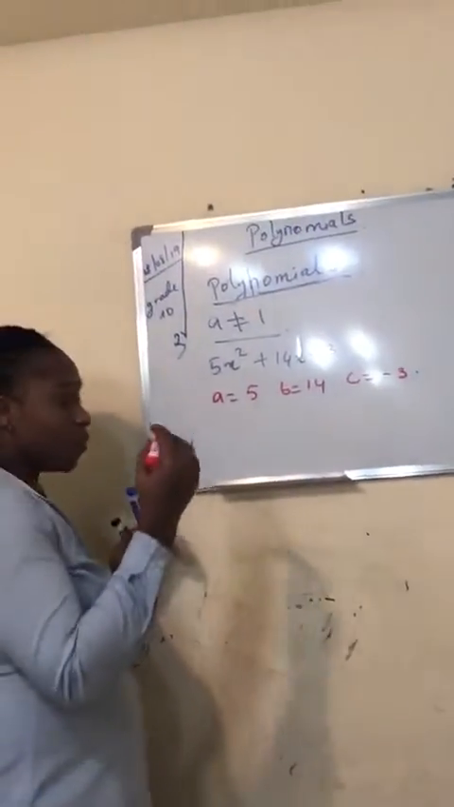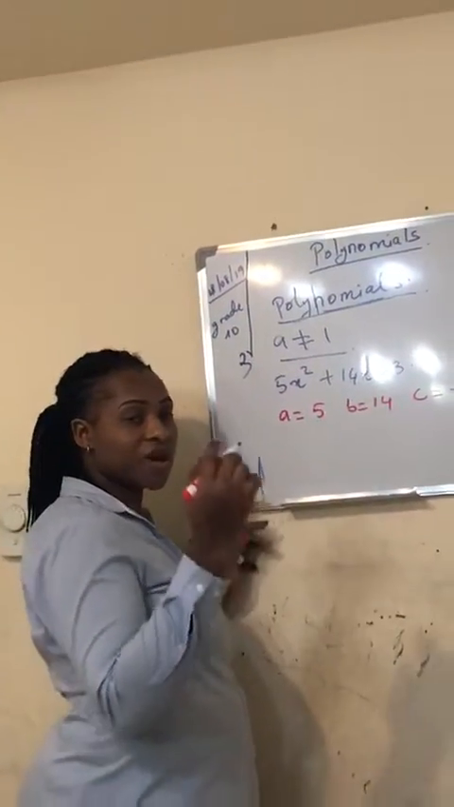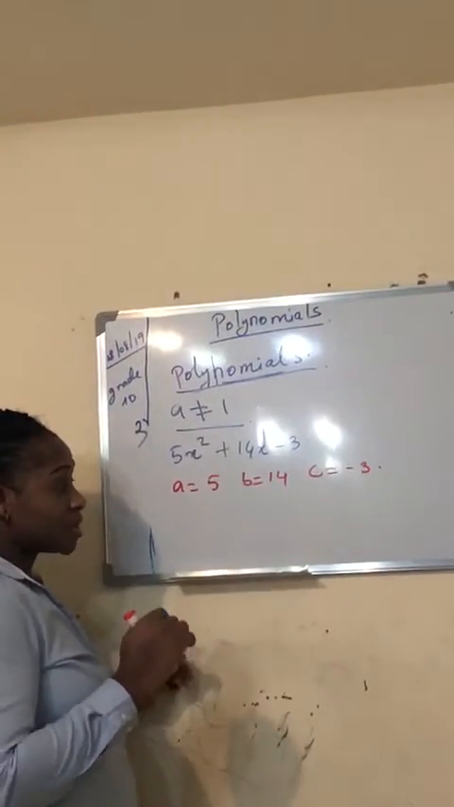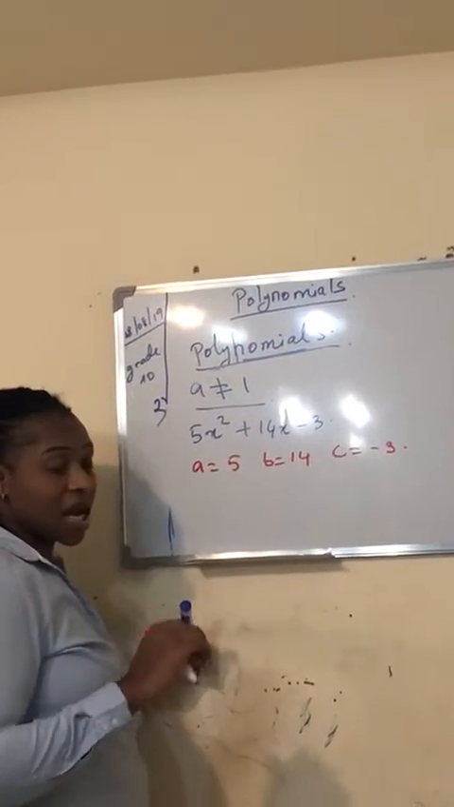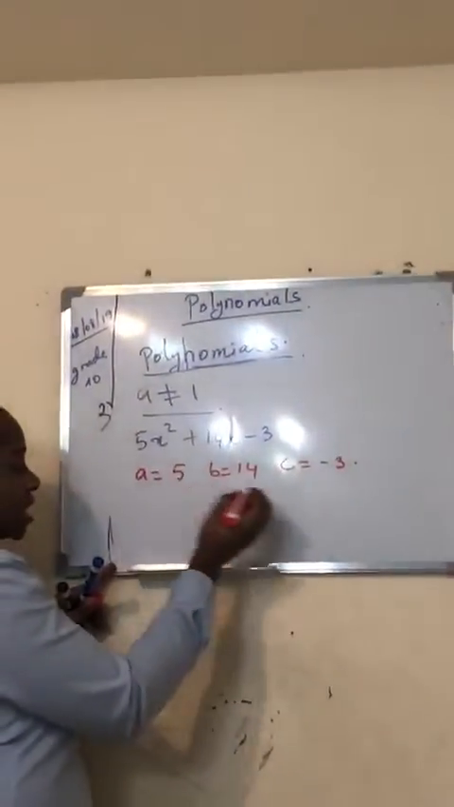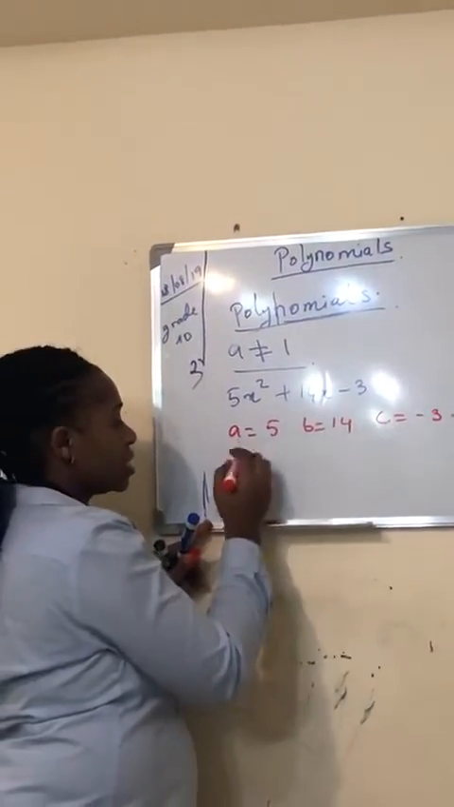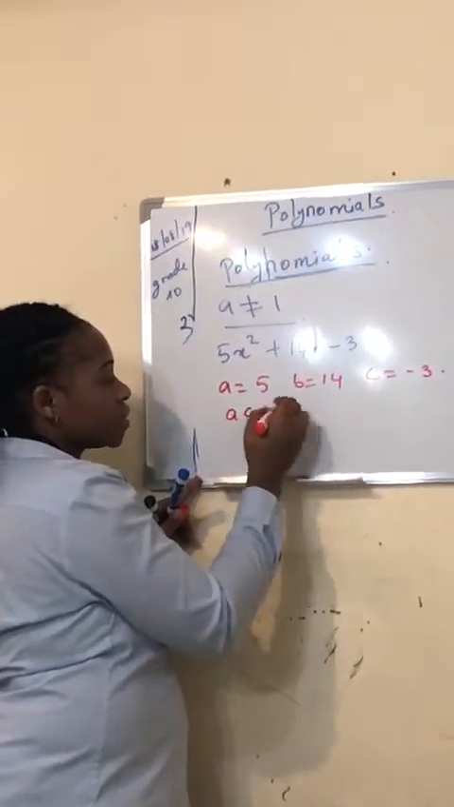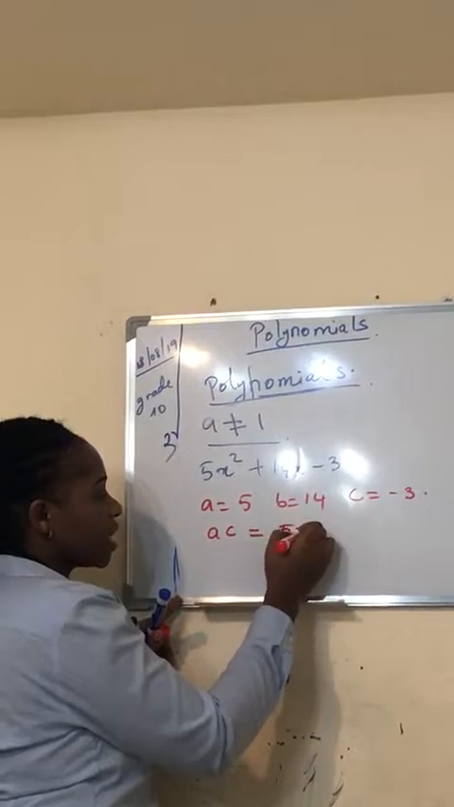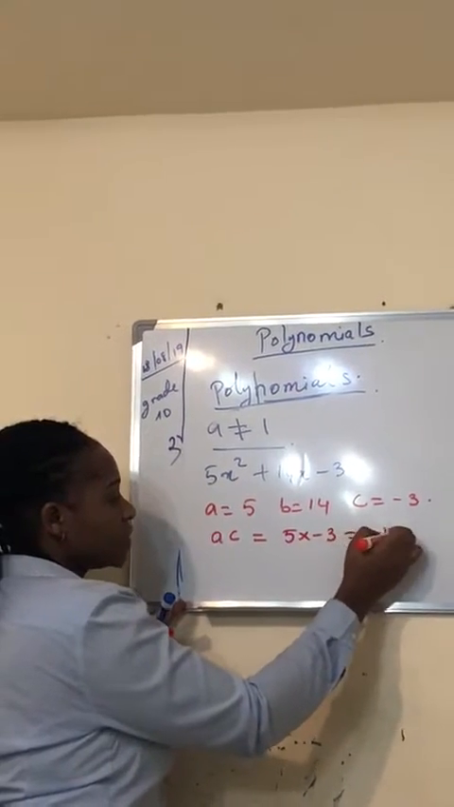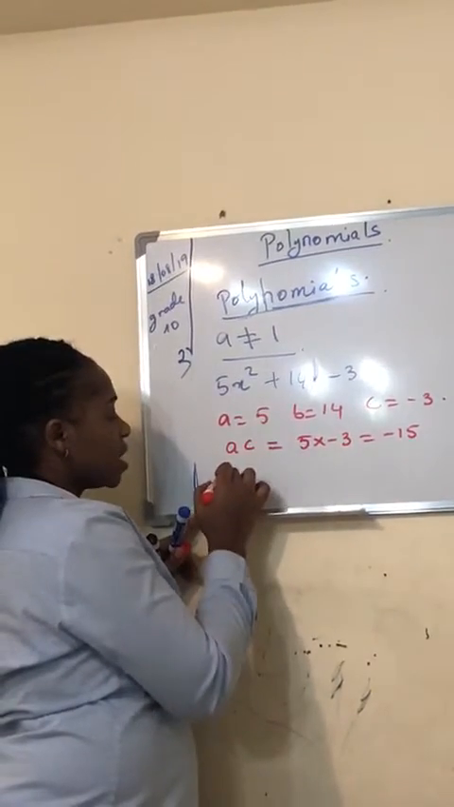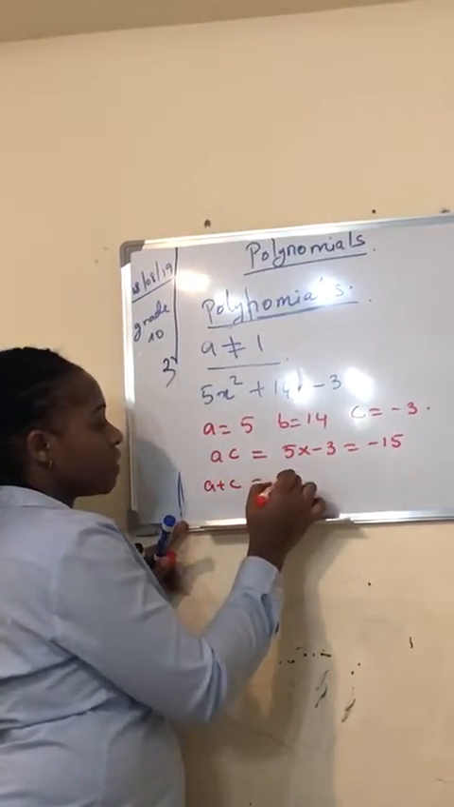Now, we are going to use the same method. We need two factors. When we multiply, it gives us the constant term, and when we add, it gives us the middle term. Of course, our D and E means these two factors. So AC will give us what? AC gives us 5 times minus 3, which is minus 15. And we need to find that sum, which is 14.